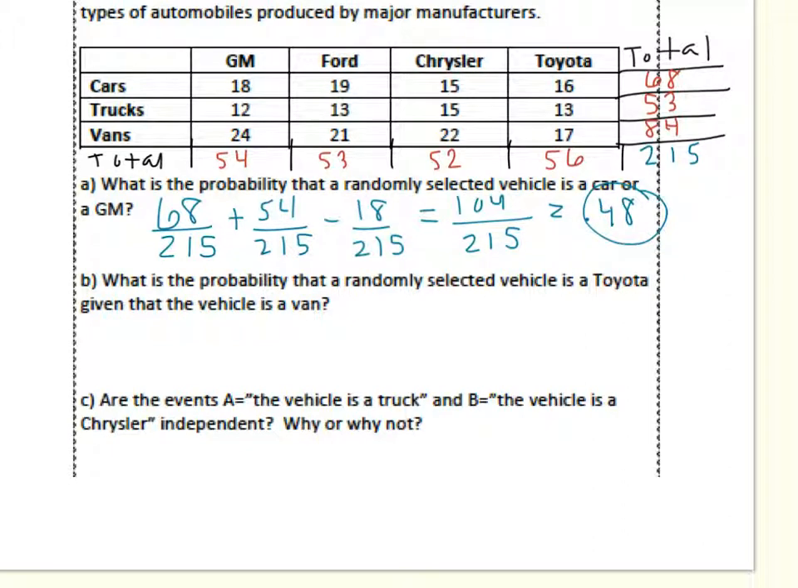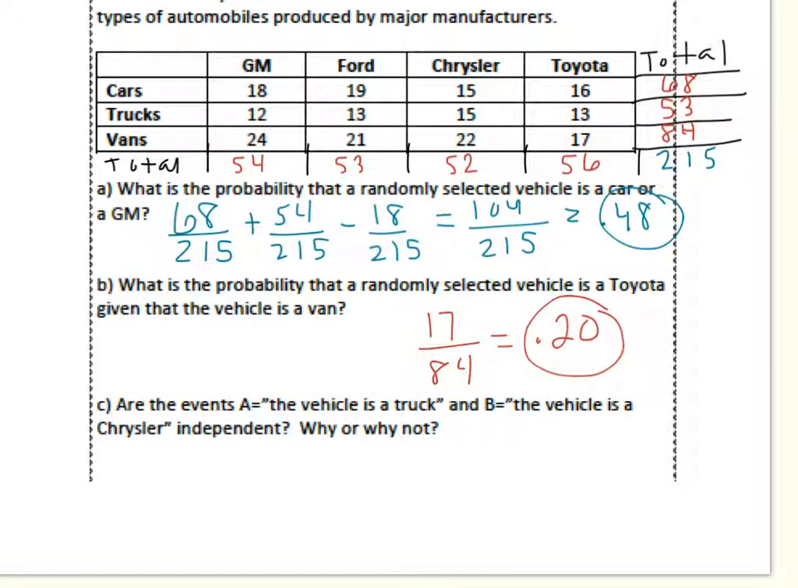The next thing we want to look at is, it says, what is the probability that a randomly selected vehicle is a Toyota given that the vehicle is a van? So we want to know the probability that it's going to be a Toyota given that it is a van. So we look at the total number of vans we have, which is 84, and then the Toyotas are 17. So you have 17 out of 84, which is 20%, 0.20.